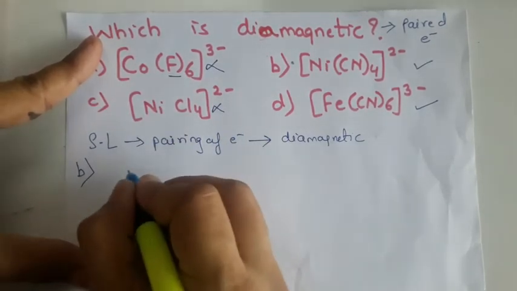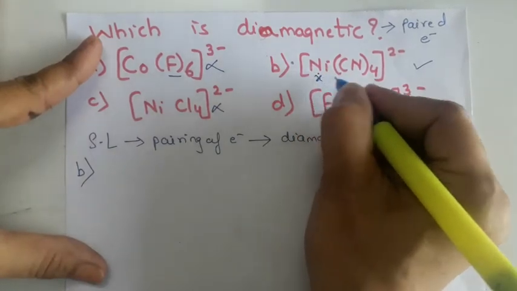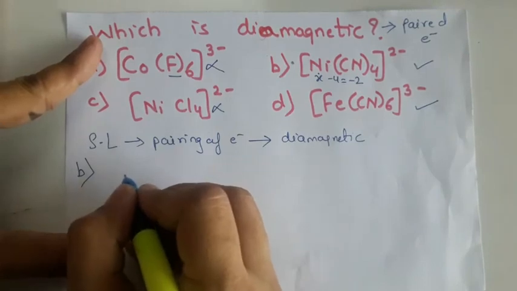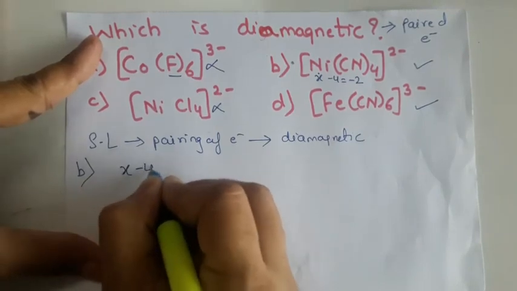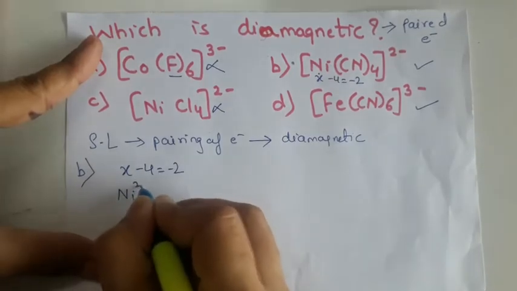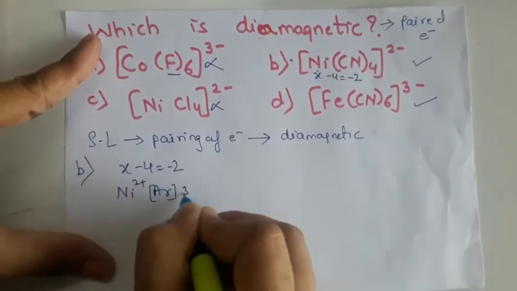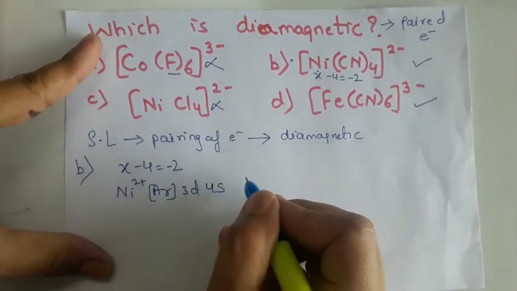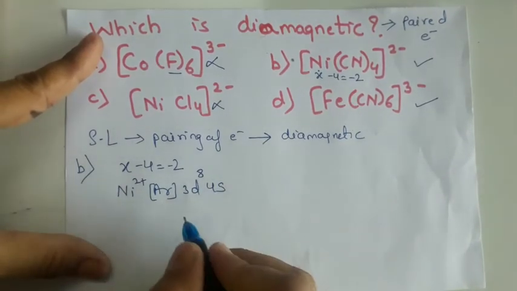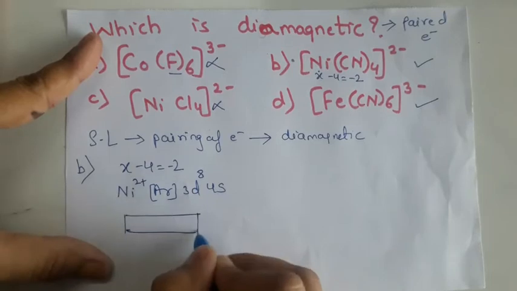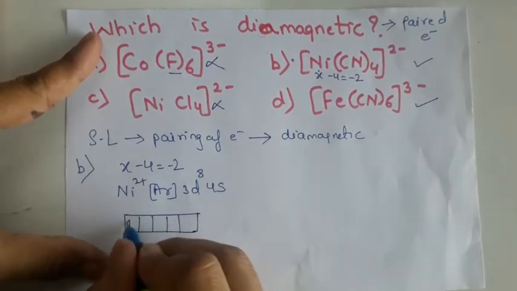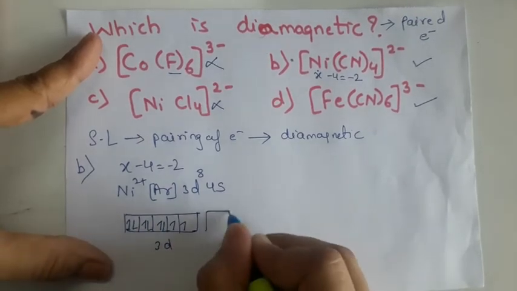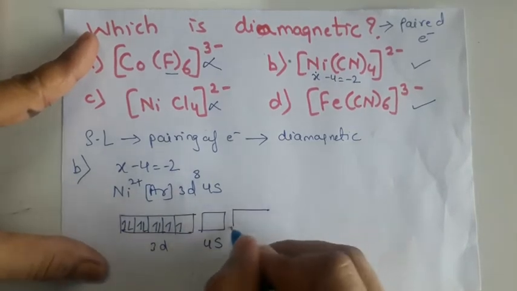Okay, nickel, I write here. What is the oxidation state of nickel over here? x minus 4 is equal to minus 2. So nickel we are having plus 2, that is argon 3d and 4s. In normal condition it is 3d8 4s2. Now students, in this case we are having 3d8. So 1 2 3 4 5 6 7 8, this is 3d, and here we have 4s and 4p.